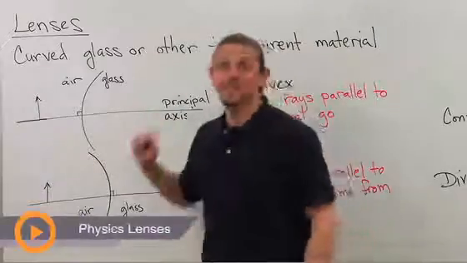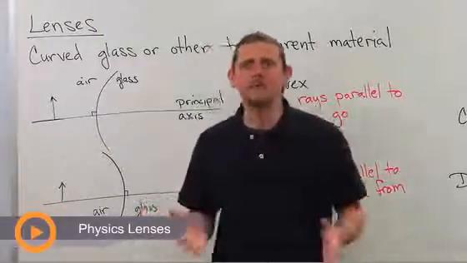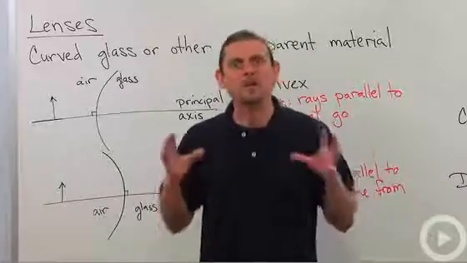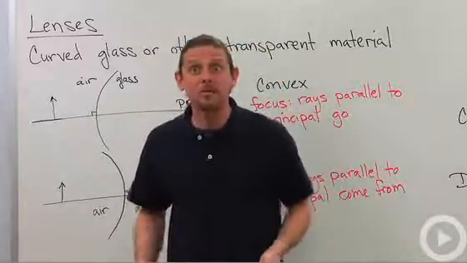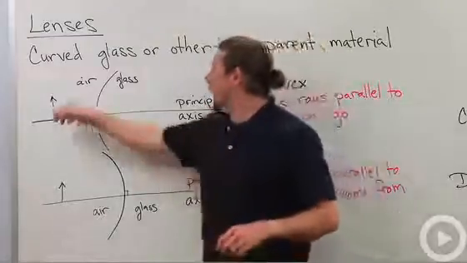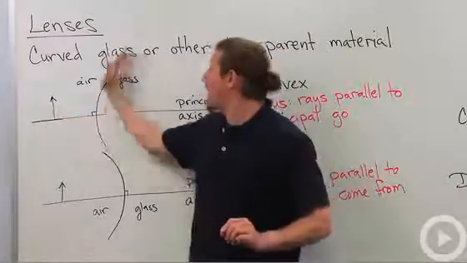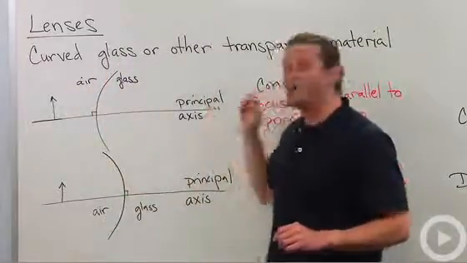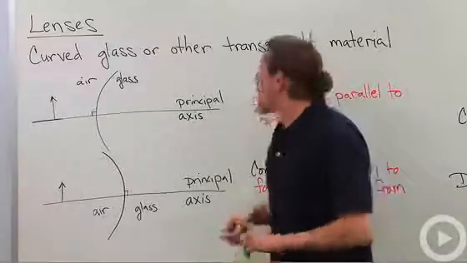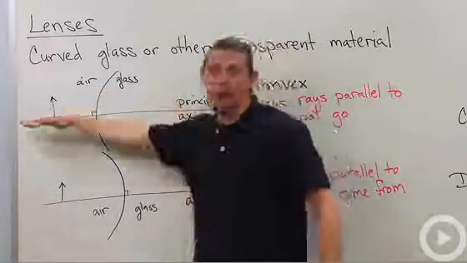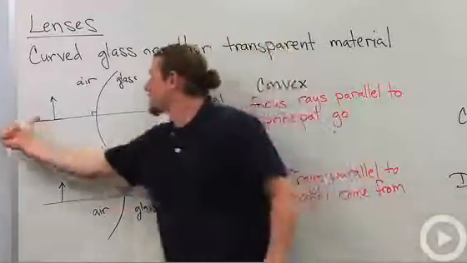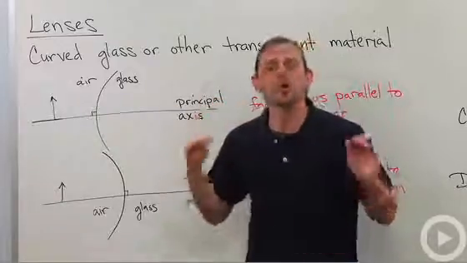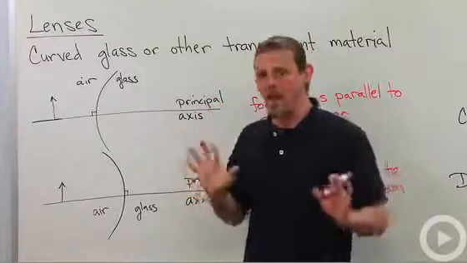So let's talk about lenses. A lens is a curved piece of glass or some other transparent material that we're going to use to focus light and generate some images. So let's see how it goes. Suppose that I've got an object out here in air, and then I've got a piece of glass that's curved outward like this in a convex way. We always, with a lens, have a principal axis. If light comes in exactly along the principal axis, it goes straight through the lens with no deflection whatsoever. So that's the principal axis.